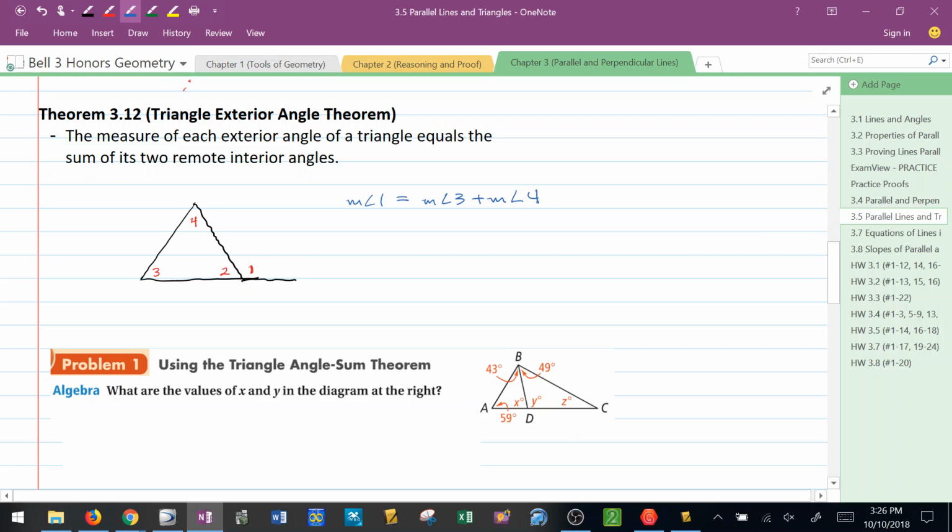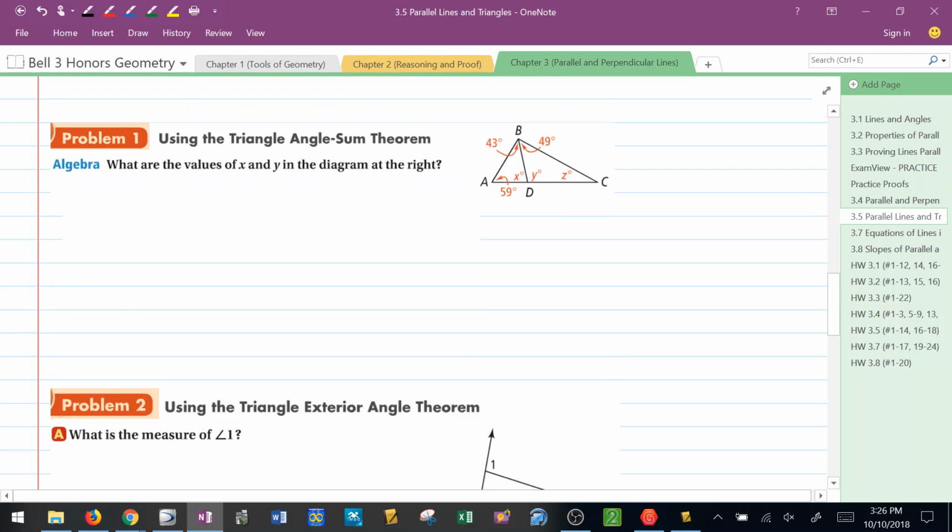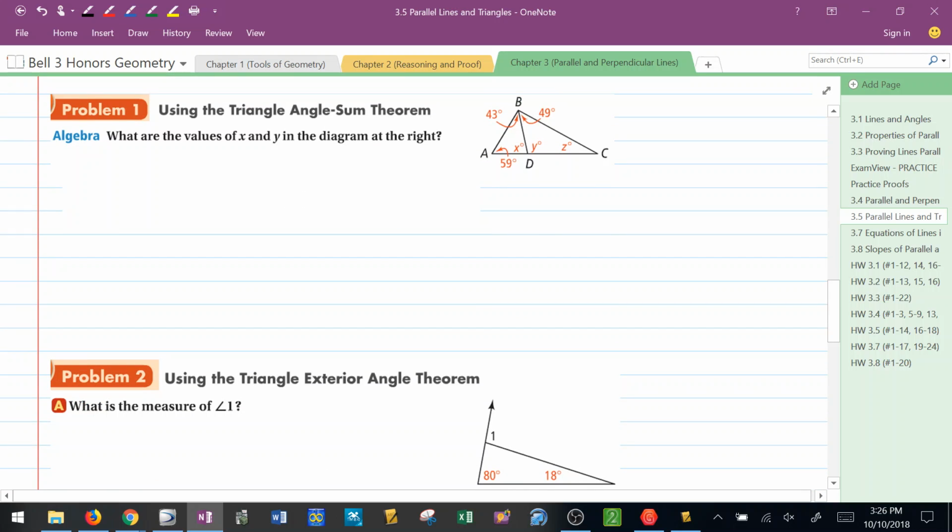Now, what this does right here is this provides for us a quick way to find missing angles either inside or outside of the triangle. You could always go through the whole process of, well, 1 and 2 are a linear pair, 2, 3, and 4 add up to 180, and then figure out missing angles from that. But this is a very quick and easy way, which I'll show you in a couple of examples here in a minute. All right, so let's take a look at the first problem.